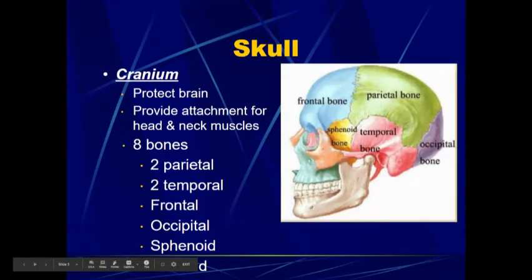The skull can be divided into two parts. The part that is encasing the brain is called the cranium. In addition to protecting the brain, it also provides attachment for neck and head muscles.